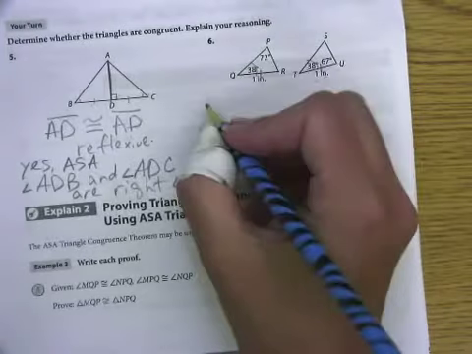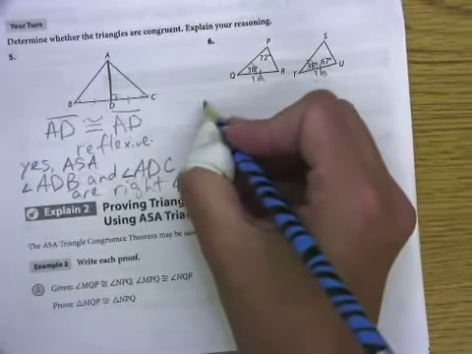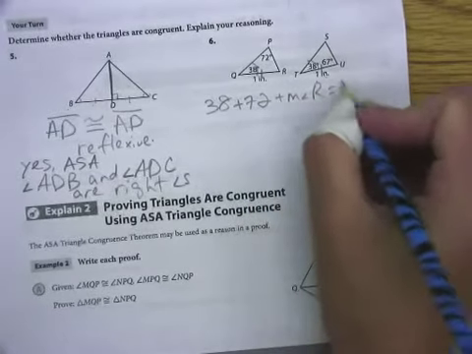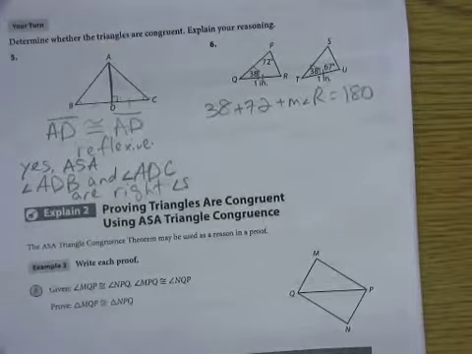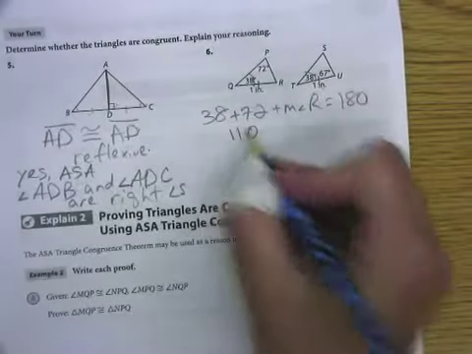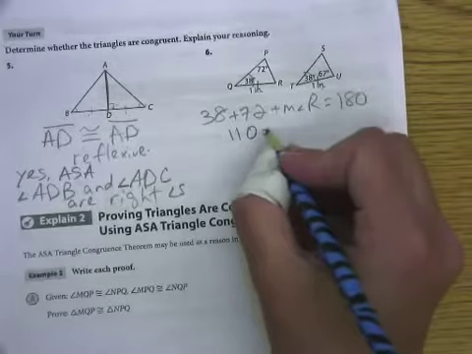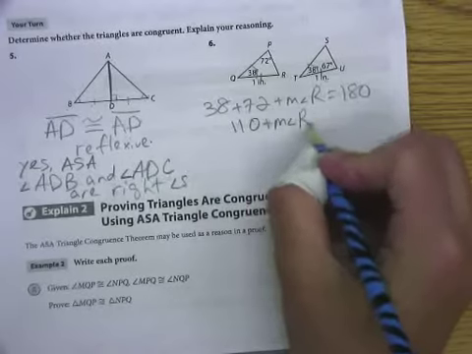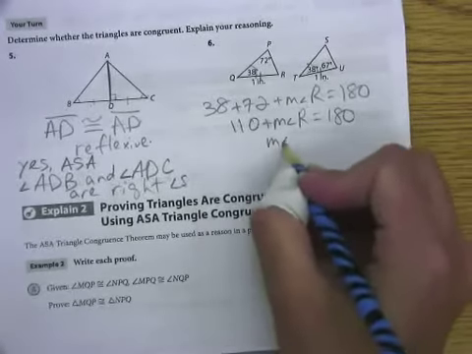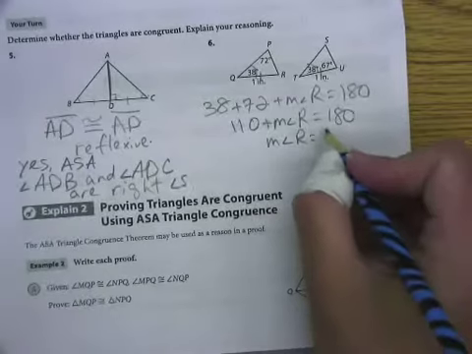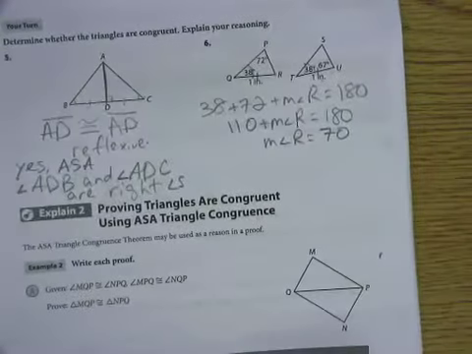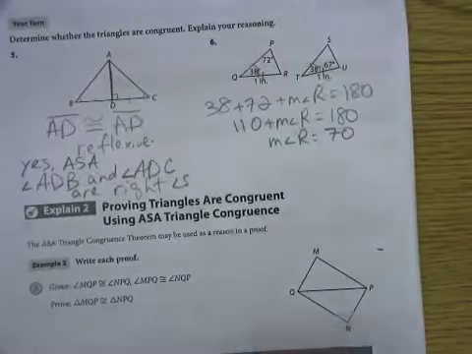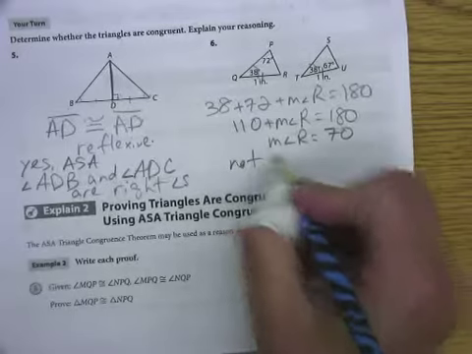So the measure of angle R is found by taking 38 plus 72 plus the measure of angle R equals 180 degrees. So when I add these two together, I get 110, plus the measure of angle R equals 180. So the measure of angle R is 70 degrees. And since angle R is not congruent to angle U, the triangles are not congruent.